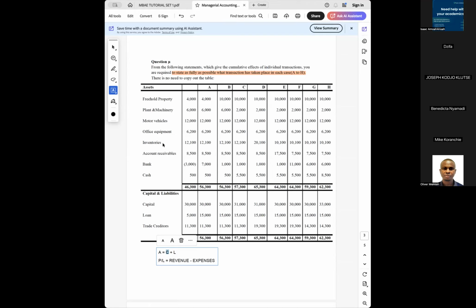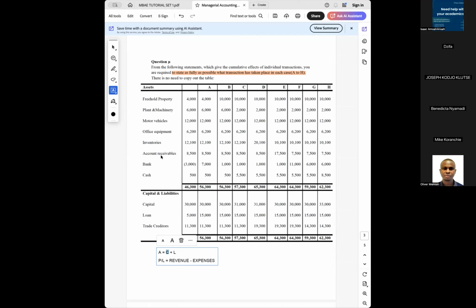So if inventory goes down, we're likely to see an increase in account receivable. That's when we have sold on credit. Inventory will decrease and account receivable will increase.